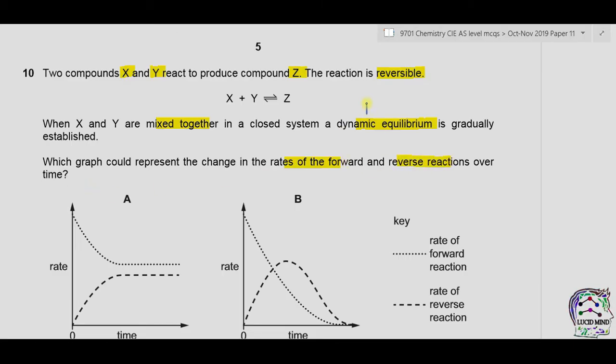Dynamic equilibrium means that the equilibrium state is not static. Continuously reactants are converted into products and continuously product is converted back into reactants. So in dynamic equilibrium state, the rate of forward reaction is equal to the rate of reverse reaction.